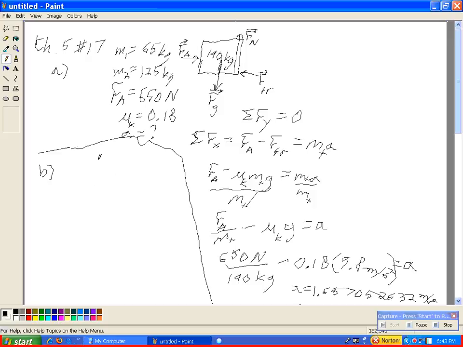Now we could figure it out first for the 65 kilogram crate, and then we could do the 125 kilogram crate. But since we know Newton's third law, which says every force action has an equal and opposite reaction force, we only need to find one, and then we automatically know the other. Let's do a free body diagram of only one of the boxes. This will be the 65 kilogram one.